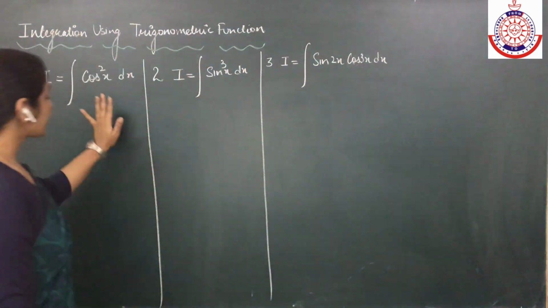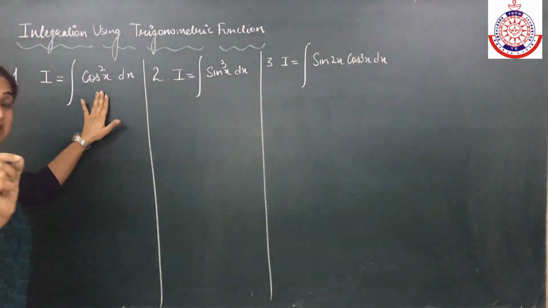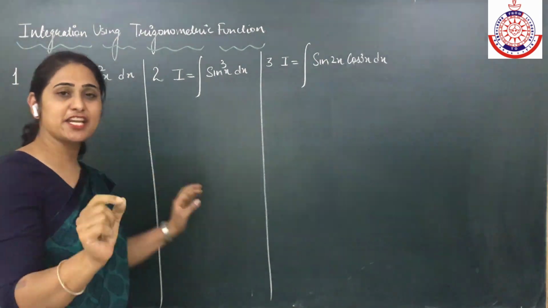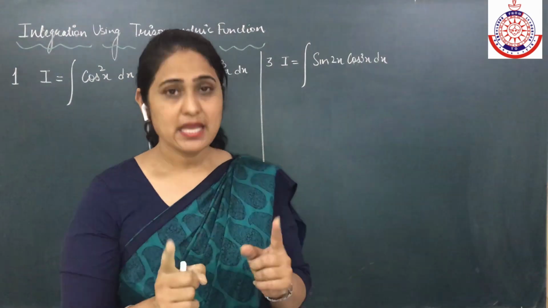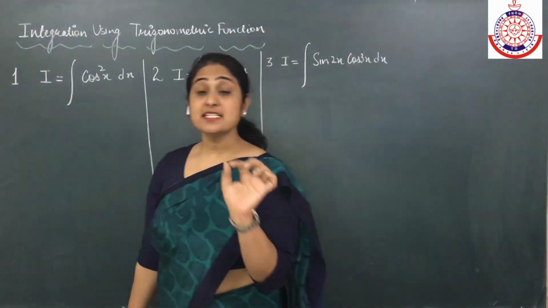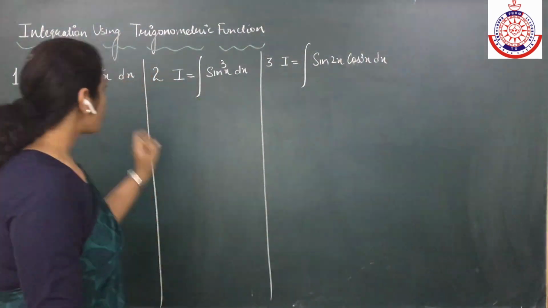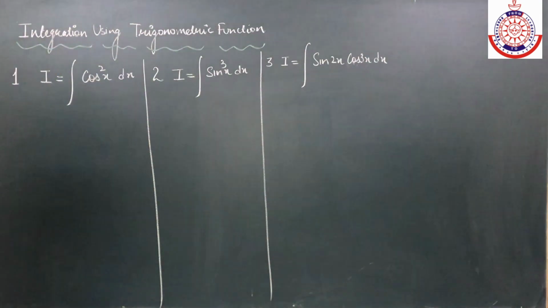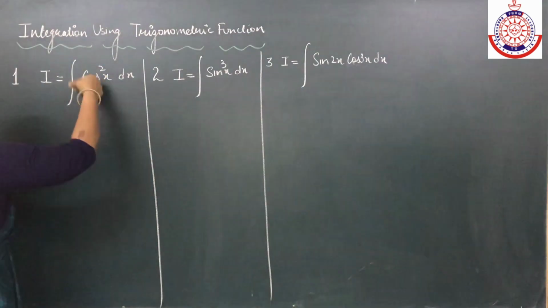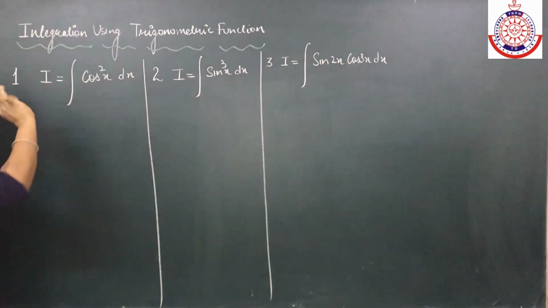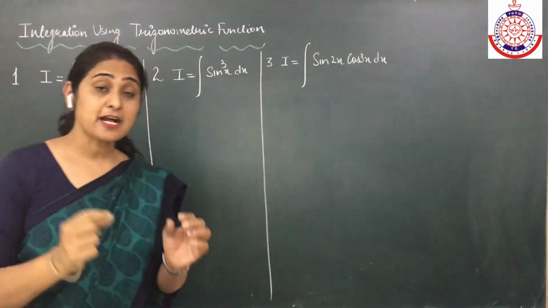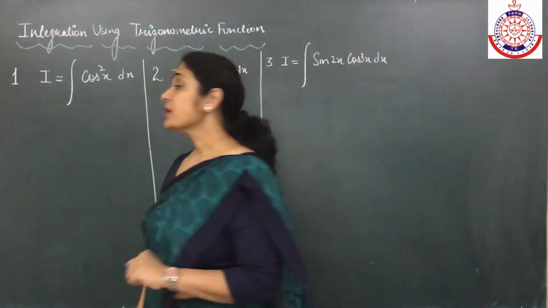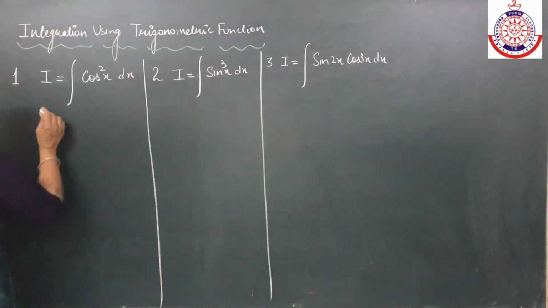For example, if I look at the first question, I know the integration of cos x. The integration of cos x is what? Sin x. That's right. But I have cos square x. I don't have the integration of cos square x. That means I need to remove this power so that it can come in a proper form to be integrated.